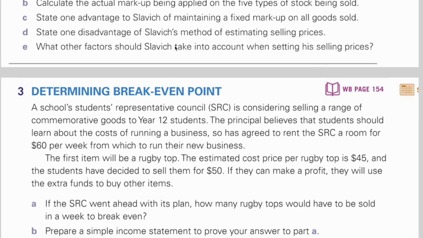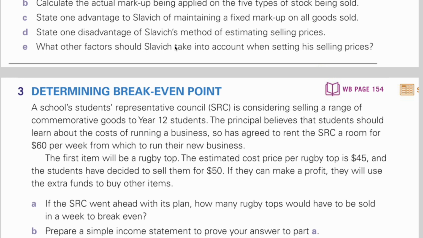And question about the break-even point. The School Student Representative Council (SRC) is considering selling a range of commemorative goods to Year 12 students. The principal believes that students should learn about the costs of running a business, so has agreed to rent the SRC a room for $60 a week, from which they can run their new business. The first item will be a rugby top. The estimated price per rugby top is $45, and the students have decided to sell them for $50. If they can make a profit, they will use the extra funds to buy other items.